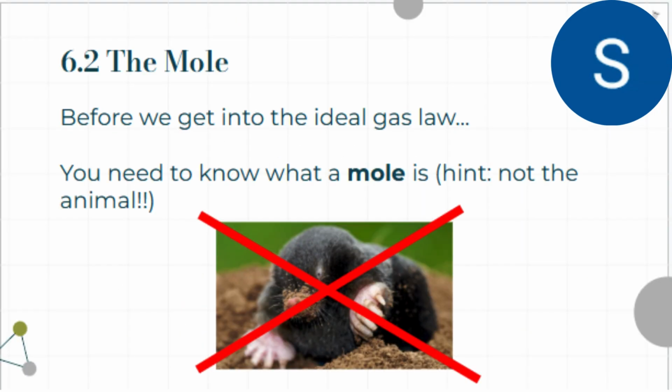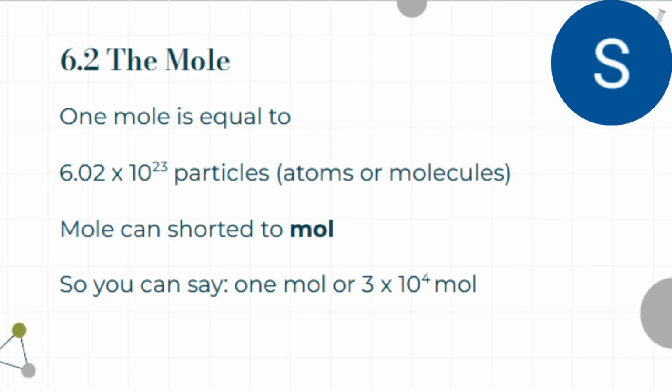Now we are going to talk about the mole. Before we get into the ideal gas law, you need to know what a mole is. It is not the animal. In chemistry, 1 mole is equal to 6.02 times 10 to the power of 23 particles in the form of atoms or molecules. This is an important number to remember. When written, mole can be shortened to mol. So you can say 1 mole or 3 times 10 to the power of 4 moles when describing the amount of particles in a gas.